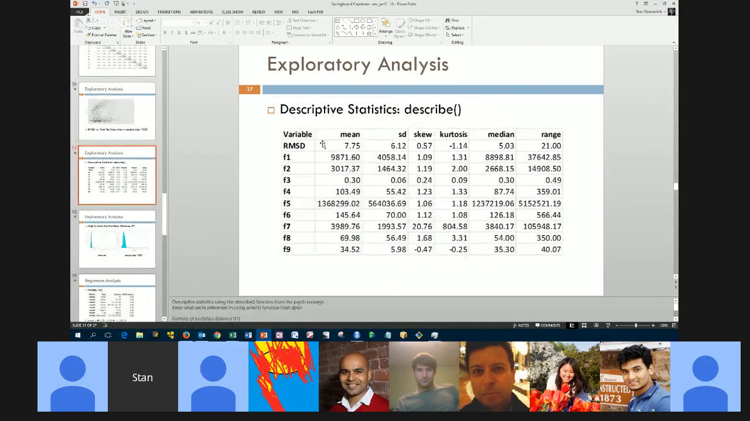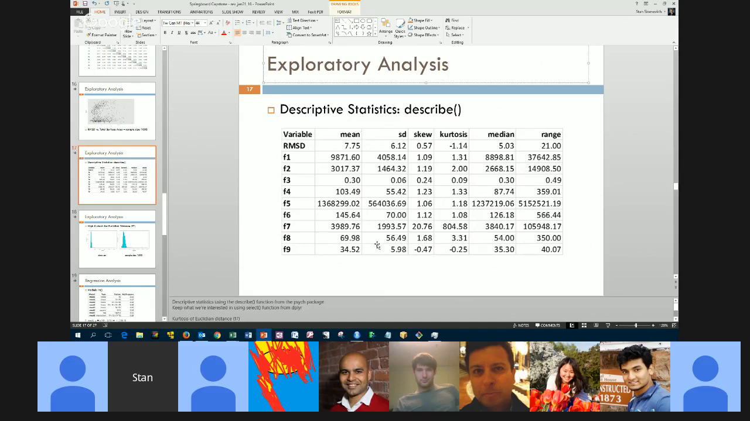What I like to do, before I do anything with the data set, is look at the descriptive statistics for the data set. Here I just used the describe function from the psych package, and then I used the select function. I think that was from dplyr or maybe tidyr, I can't remember which one, but I selected what I wanted out of the describe output. What I selected was mean, standard deviation, skew, kurtosis, median, and range. I probably could have left the range out.